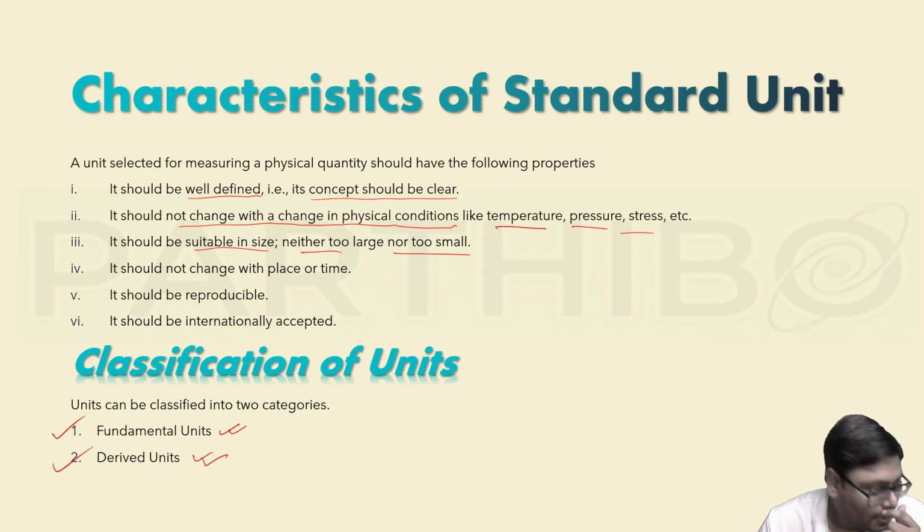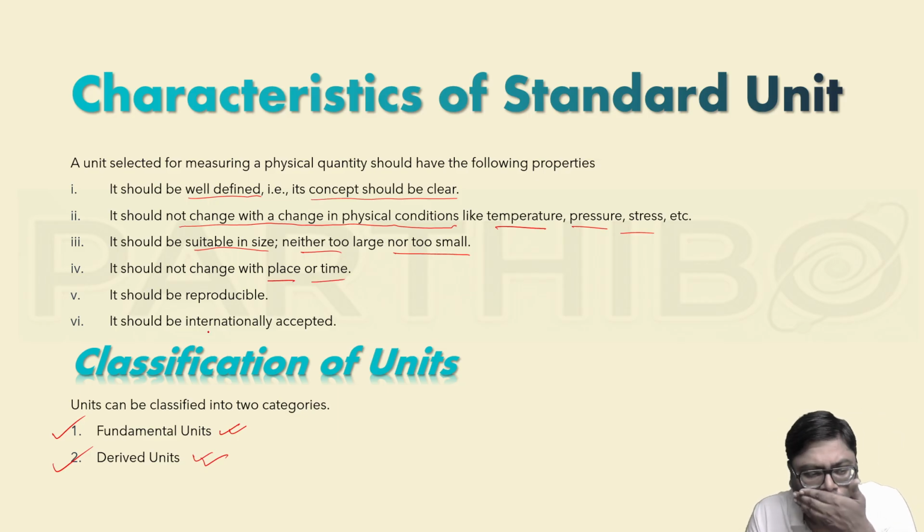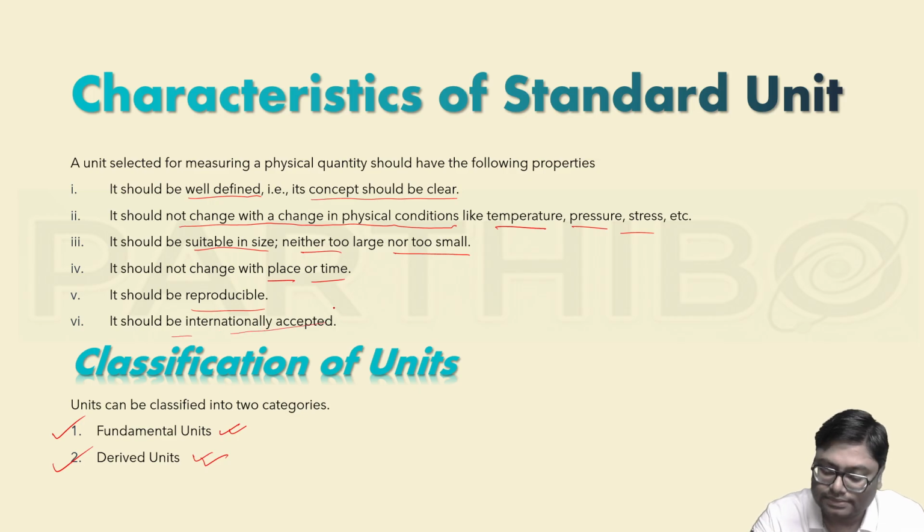Like if I take the radius of the earth as a unit, can you imagine that length? No. Or if I take the radius of an atom as a standard unit, can you see that thing? No. So whatever unit we take, it should be neither too large nor too small. It should not change with place or time, and it should be reproducible and internationally accepted.